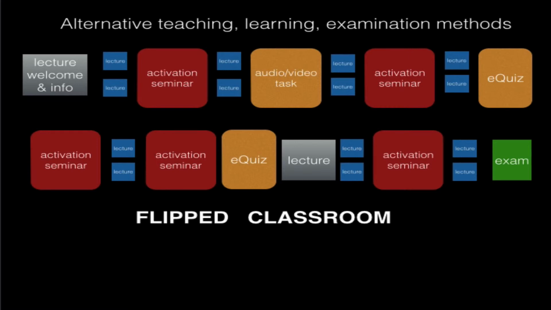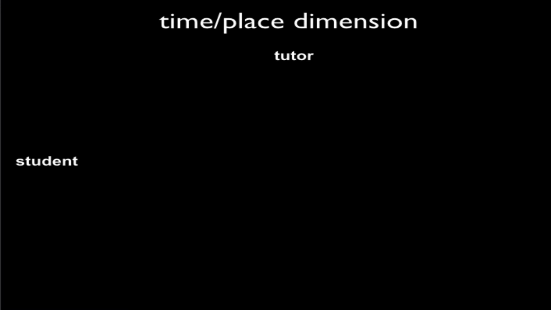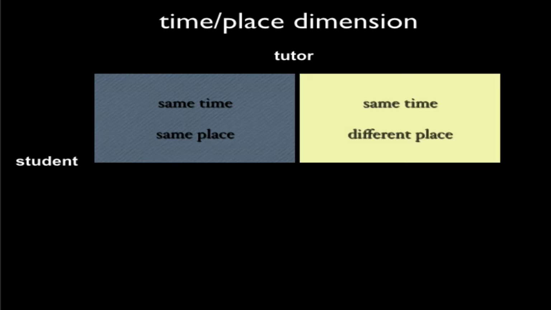It can take many realizations, but this is just an example. And here the interaction between tutor and student is taking place amongst multiple time-space dimensions. In the same time, in the same place, traditionally a lot of universities have interaction between tutor and student only in this environment. But can we add other time-space environments, for example, same time, different place?